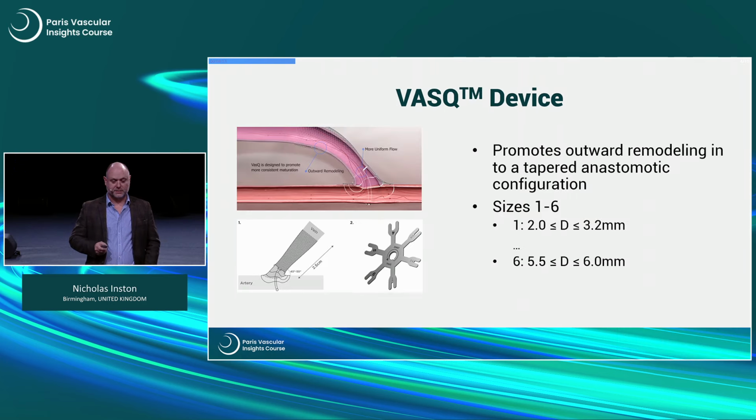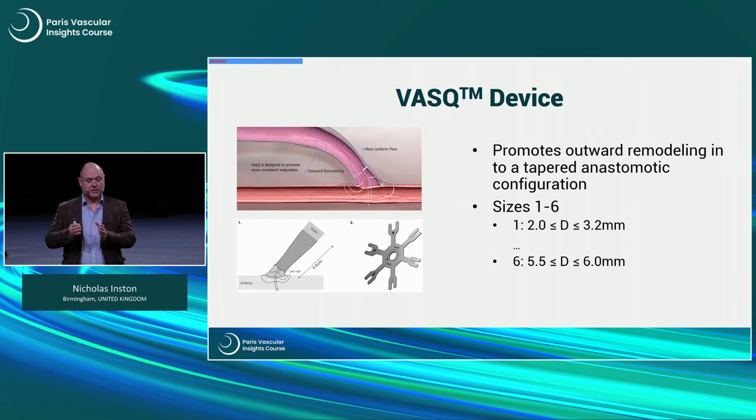How do we correct that? Well, it's predominantly about the angle of the anastomosis, and the VasQ device provides this scaffold to support optimization of hemodynamic flow at the time of fistula creation, which should promote outward remodeling. The sizes are from 1 to 6. They don't correlate with actual millimeters. Size 1 is 2 millimeters to 3.2 millimeters, and size 6 is bigger, 5 millimeters to 6 millimeters.